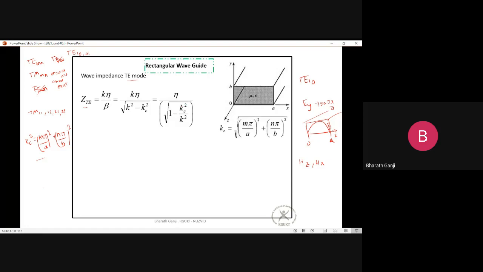So we know kc square is nothing but (m pi by a) whole square plus (n pi by b) whole square. So when k is exactly equal to kc, that is what you are calling the cutoff frequency. So I can say the cutoff frequency is nothing but equal to square root of (m pi by a) whole square plus (n pi by b) whole square. So wherever you have this square root of (m pi by a) whole square plus (n pi by b) whole square, I can replace that with this expression.